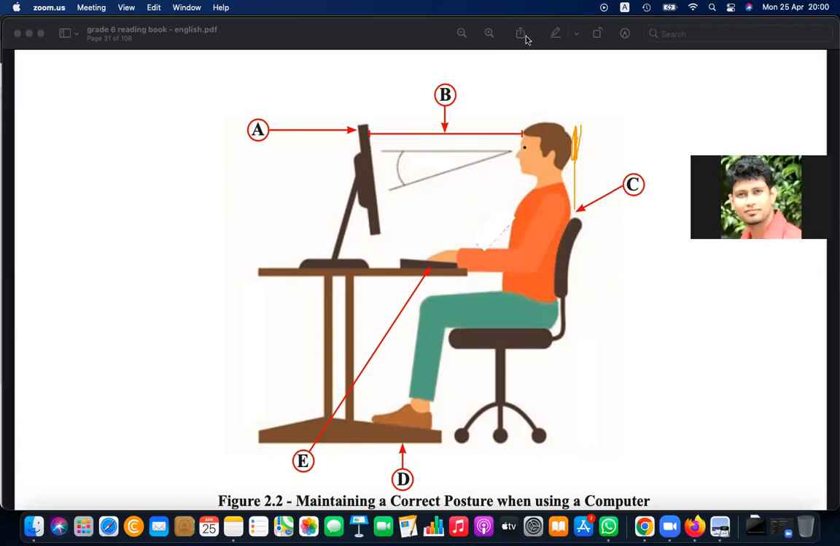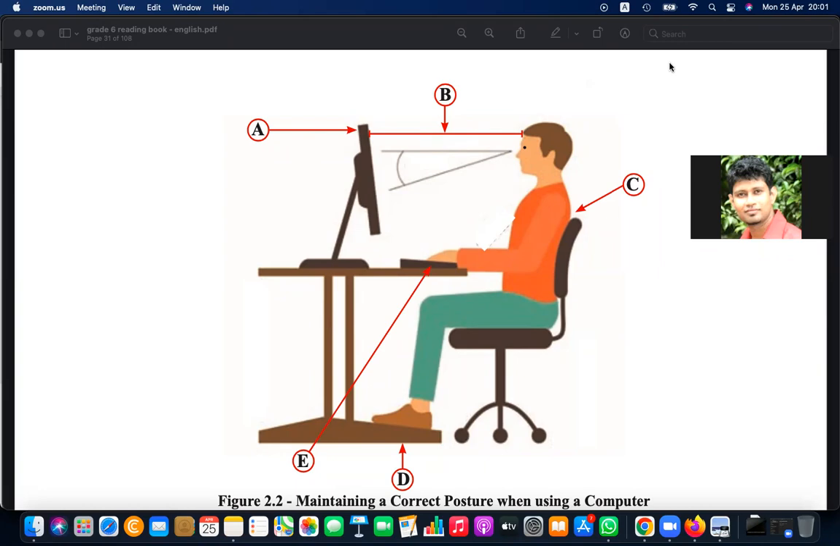Okay. That's it. Right? And so if you can maintain this position, actually try to maintain this posture as much as possible, right? Because it will help you maintain good health. That is why maintaining posture is very important. It will help you maintain good health.